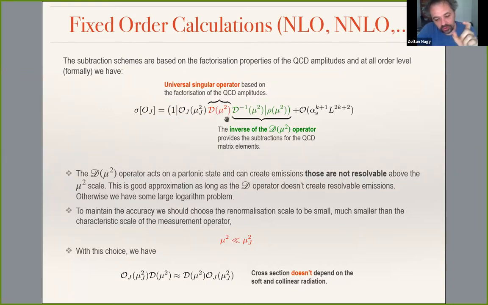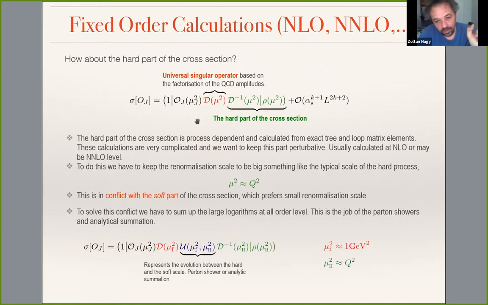So when we choose the renormalization scale, if you look at this part of the cross section, it wants to be a small scale, much smaller than the resolution of the measurement. But if you look from the other side, the hard part is process dependent, and we want to keep it perturbative because we cannot calculate higher and higher order, really just next-to-leading order in most cases. So this scale says the renormalization scale has to be big, like Q squared. And this is the conflict, because you cannot have two renormalization scales in one calculation. You cannot use a different renormalization scale in the soft part and a different one in the hard part. This is a conflict, and how do we solve this?